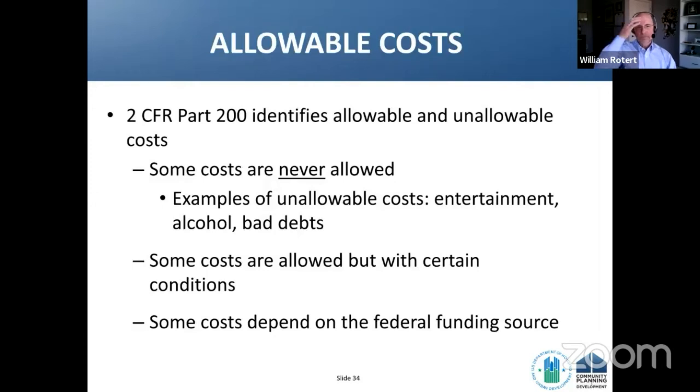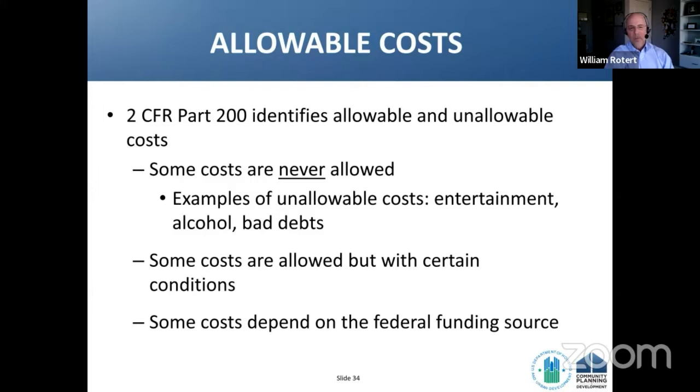Next slide. So let's talk about allowable costs. What is allowable under your programs? 2 CFR 200 identifies allowable and unallowable costs. And there are some costs that are never allowed. In other words, these rules apply to all of your programs. And the most notable examples are entertainment costs, alcohol, and bad debts. So those of us who oftentimes have to put together travel vouchers or invoices, we often make sure that any costs of that nature are not included, that we pay for those out of our own pockets.